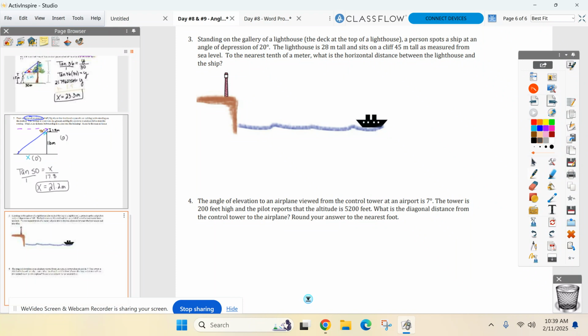Person spots a ship at an angle of depression of 20. All right, depression. Can we draw that angle of depression from the top of the lighthouse to the boat being 20 degrees? So again, looking down with the horizontal, 20. Depression is always located outside your triangle. What else do we have here? The lighthouse is 28 meters tall, and sits on a cliff that's 45 meters tall.